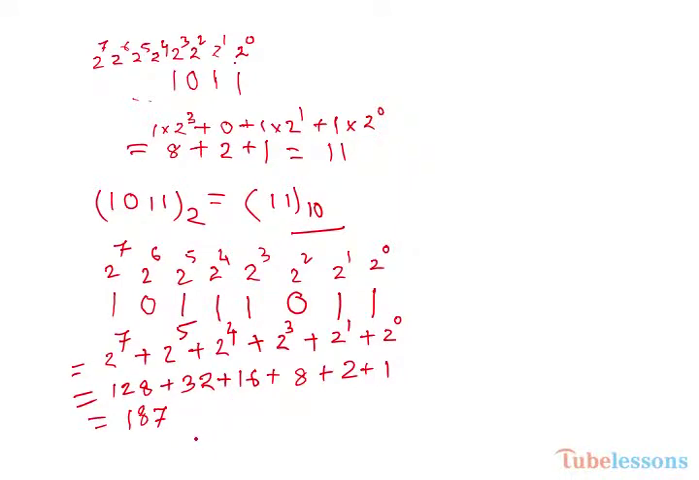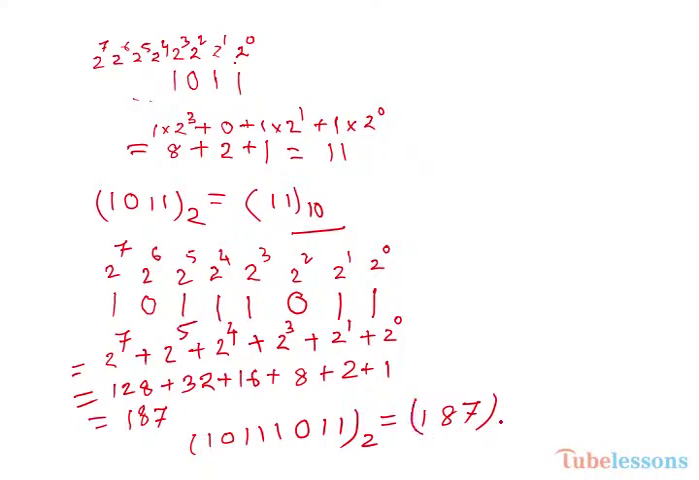So binary number 1 0 1 1 1 0 1 1 is equivalent to decimal 187.